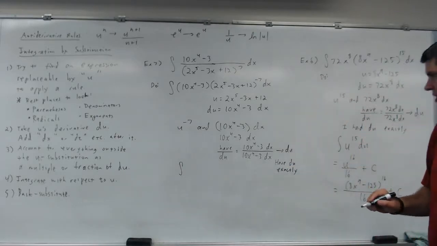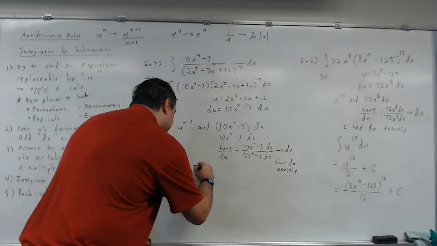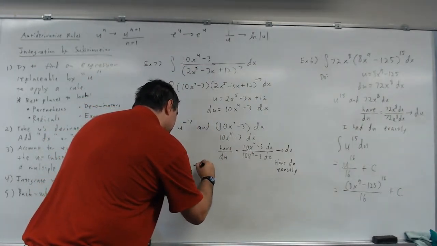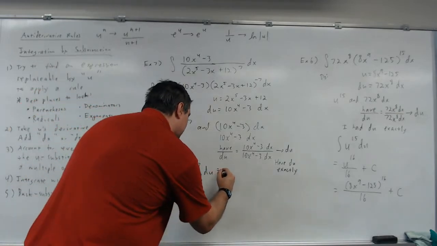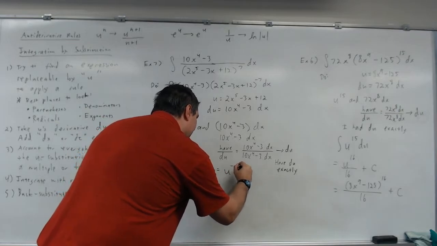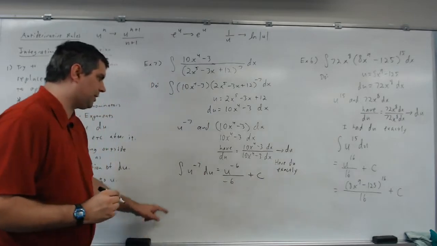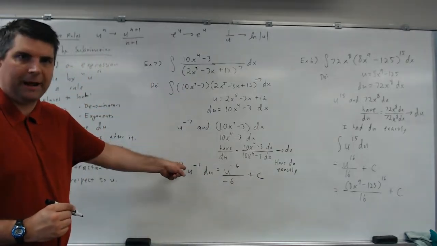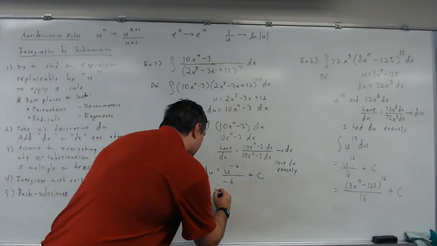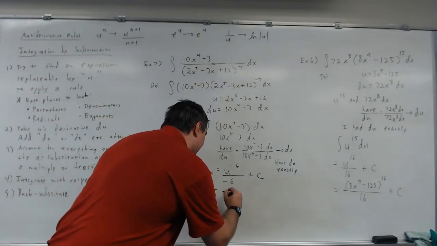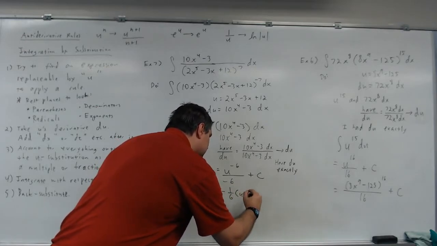Okay? So I'm going to have the integral of u to the negative 7th du. And that's going to be u to the negative 6 over negative 6 plus c. Because remember, you're going up a power. And going up a power from negative 7 would be negative 6. So this is going to be negative 1/6 u to the negative 6.